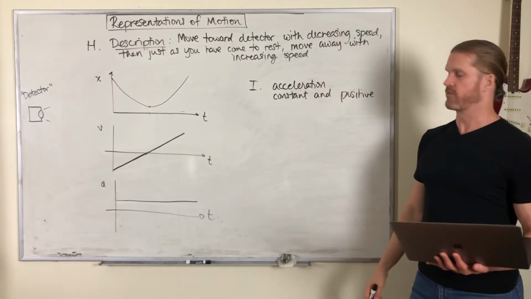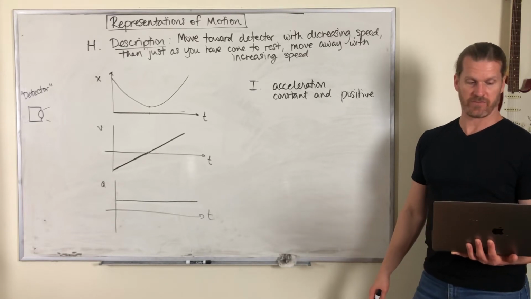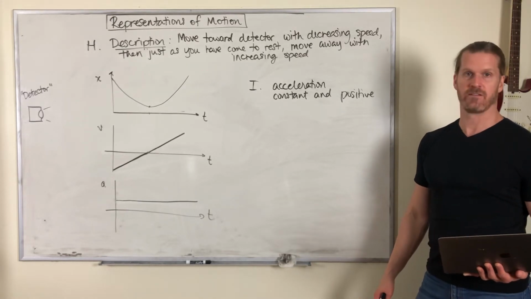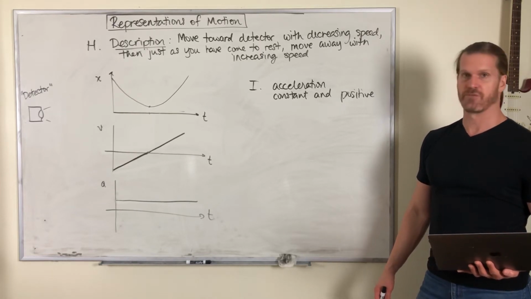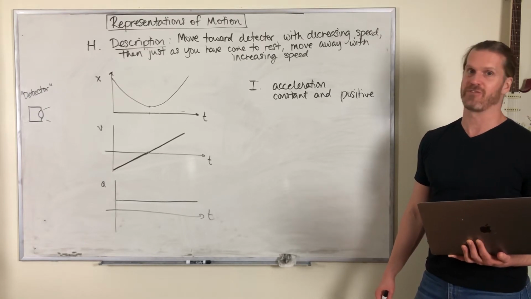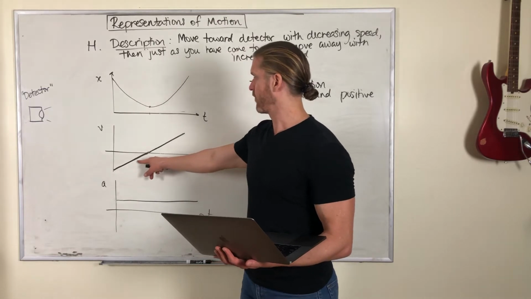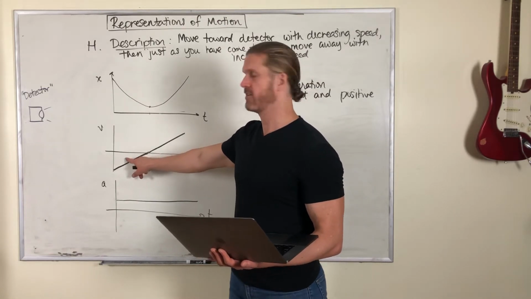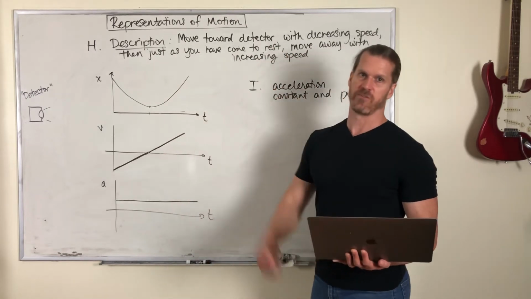Constant and positive for all three of those scenarios. So is it possible to have a positive acceleration and to slow down? Absolutely. If the acceleration points in the positive direction, but your velocity points in the negative direction, that means you're slowing down, which is exactly what happens in the first part of this motion. Negative velocity, positive acceleration, you slow down as you move toward the detector.